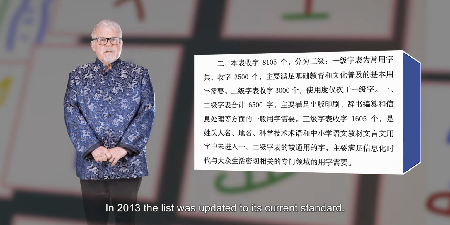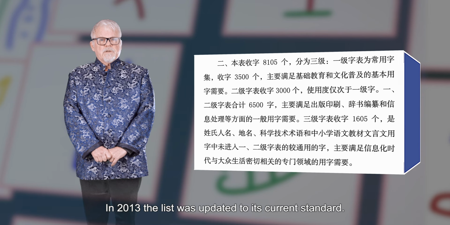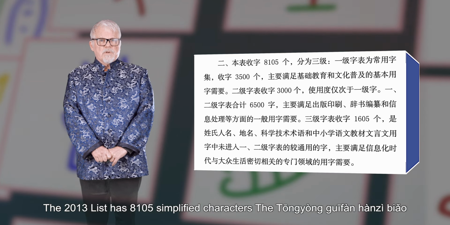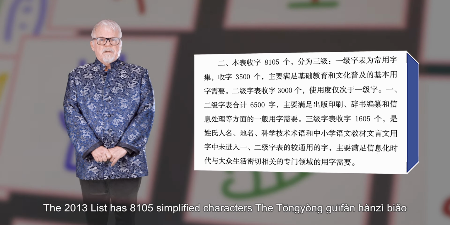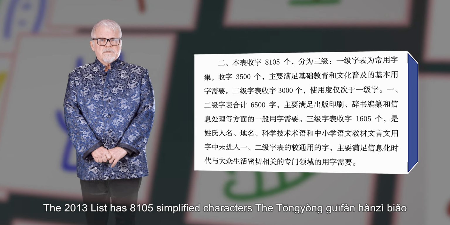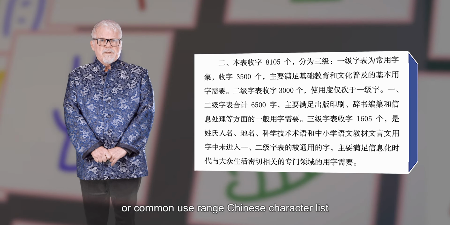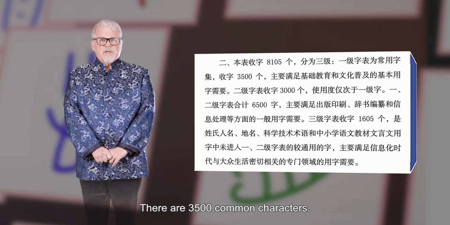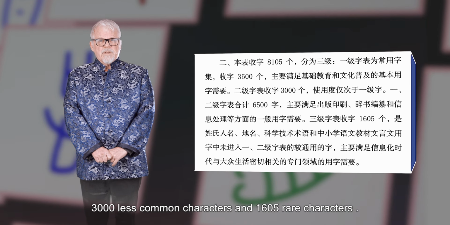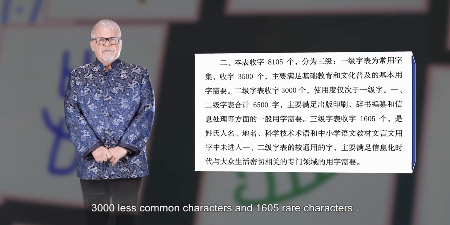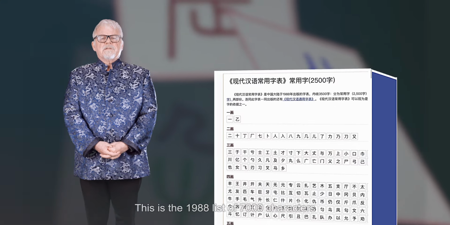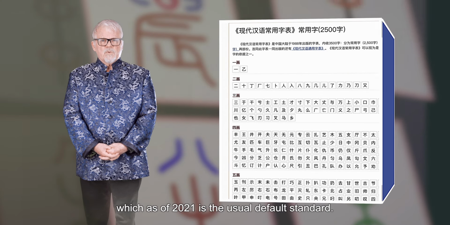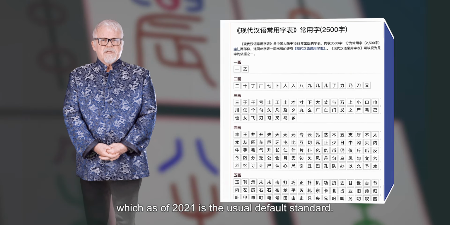In 2013, the list was updated to its current standard. The 2013 list has 8,105 simplified characters, the Tongyong Guifan Hanzibiao, or Common Use Range Chinese Character List. There are 3,500 common characters, 3,000 less common characters, and 1,605 rare characters. The 1988 list of 7,000 characters, as of 2021, is still the usual default standard.